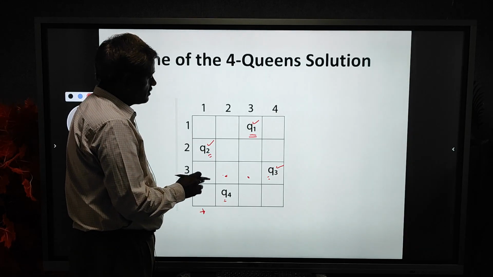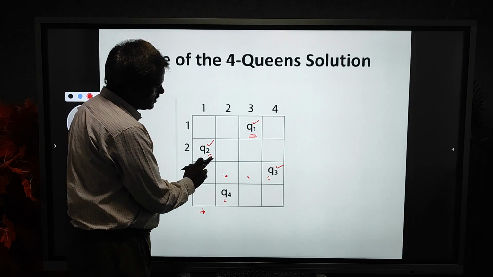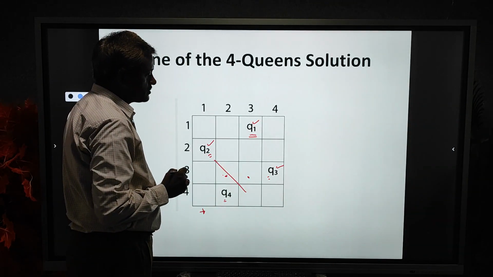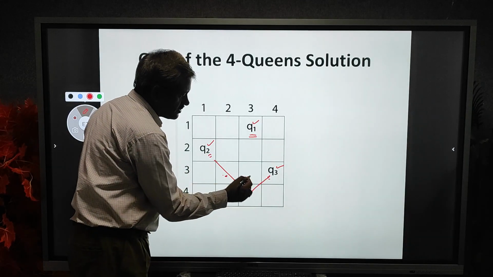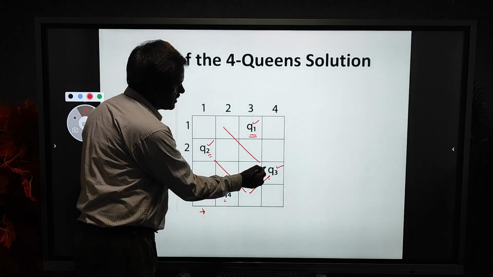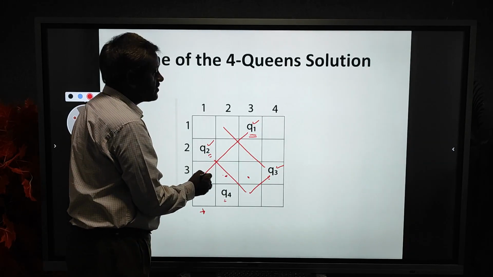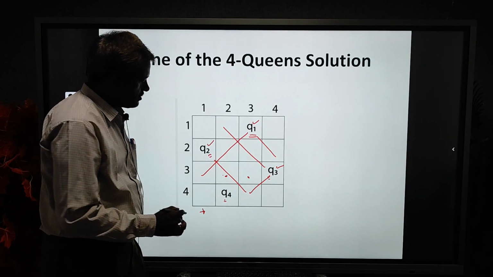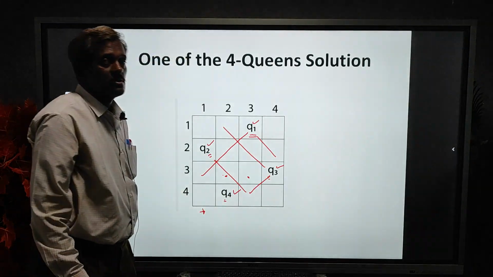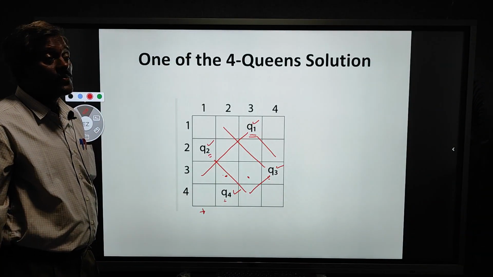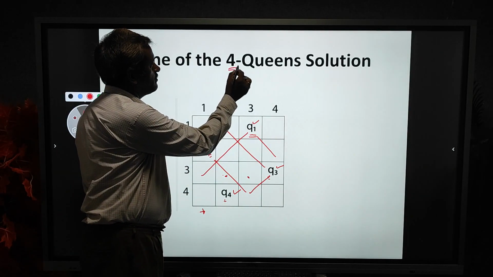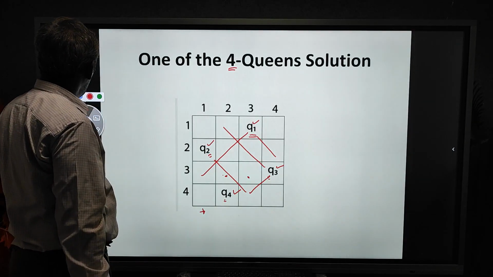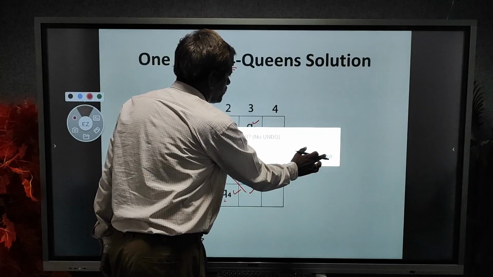Regarding Q2, this is the diagonal of Q2. Okay, no issue. Regarding Q3, this is the diagonal, or this is the diagonal. So nowhere is it touching Q4. So Q4 is also possible. That means this is one of the possible solutions for a 4-queen problem. Fine. Now we will check the state space solution for this.